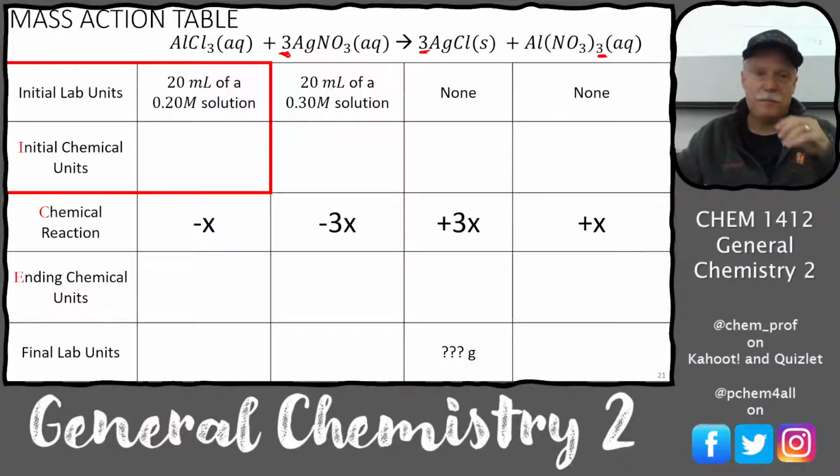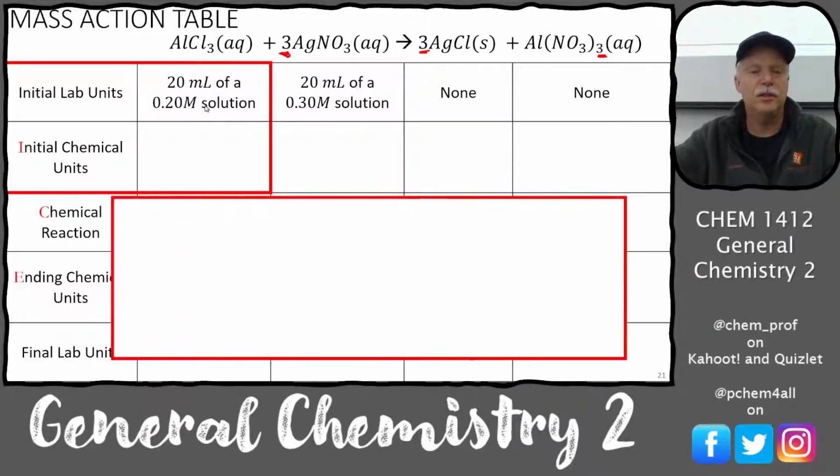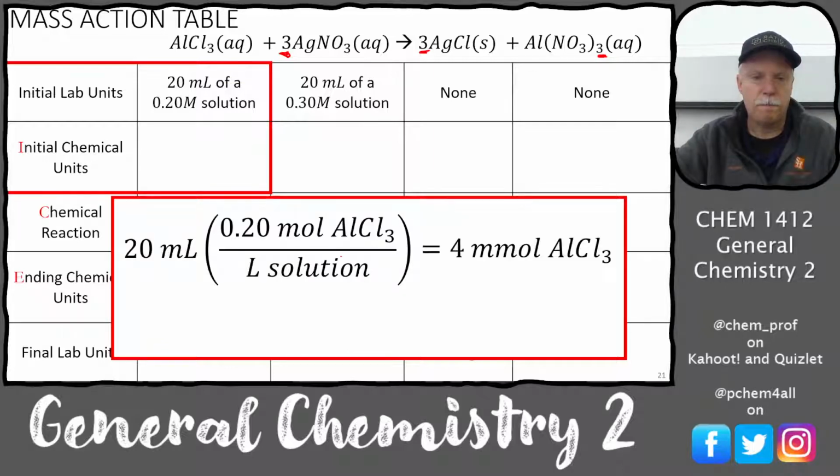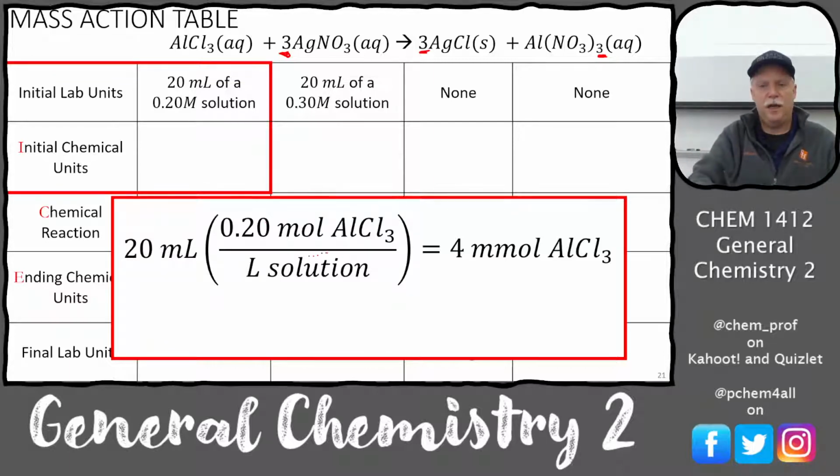So let's do one. We've got 20 milliliters of a 0.2 molar solution. So, off to the side or on the back or whatever, let's calculate how many moles of aluminum chloride we have. So we have 20 mL times 0.2 moles of aluminum chloride. And I'm going to do these problems in millimoles. If you look at this, the liters or the volumes have canceled. I've got this little milli still here, and I'm going to leave that because that's real easy.